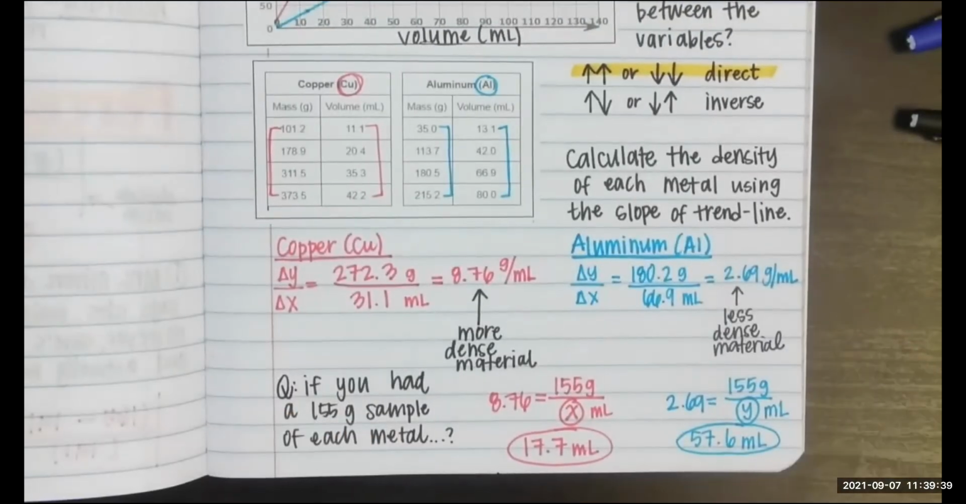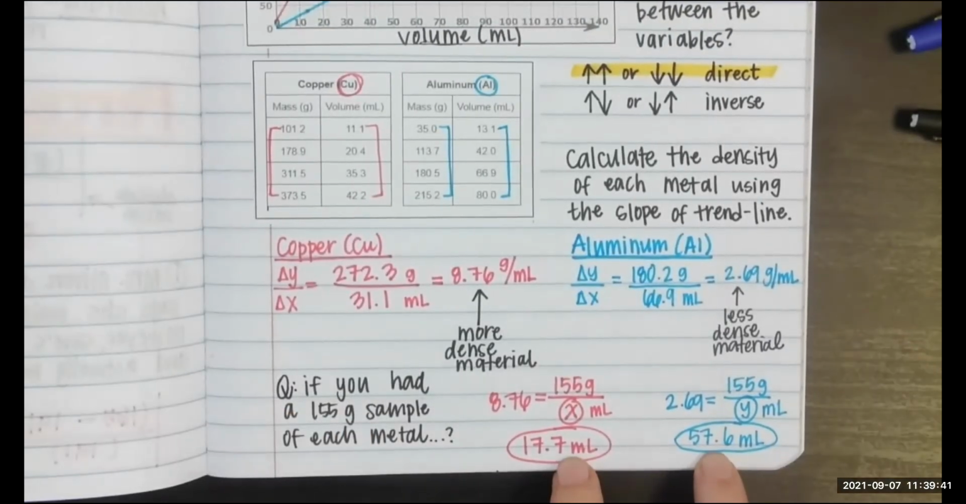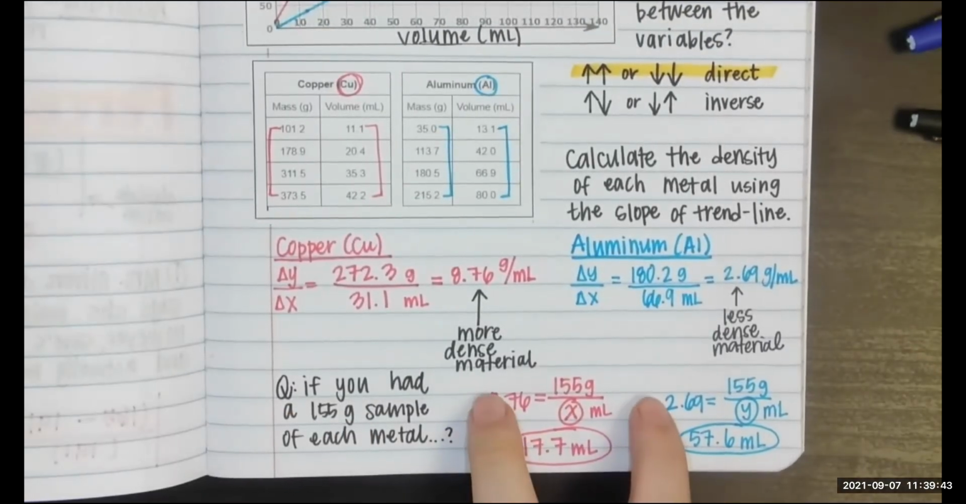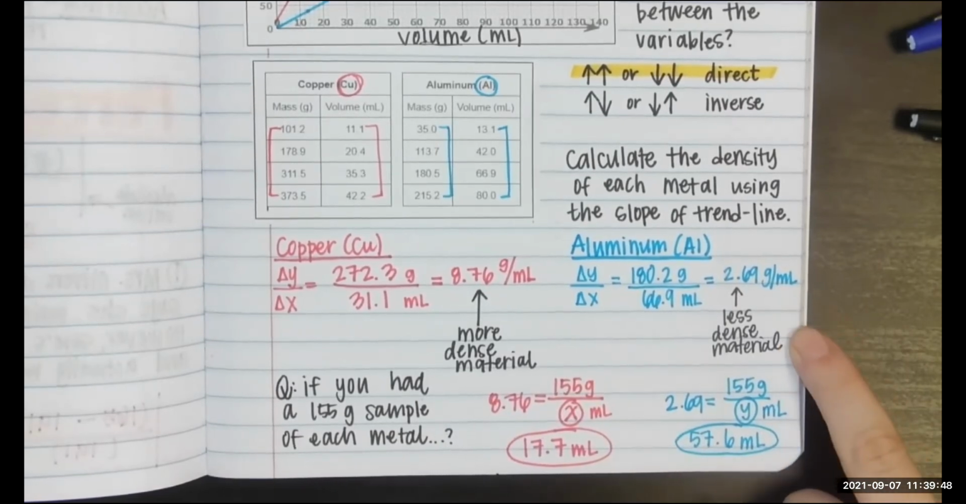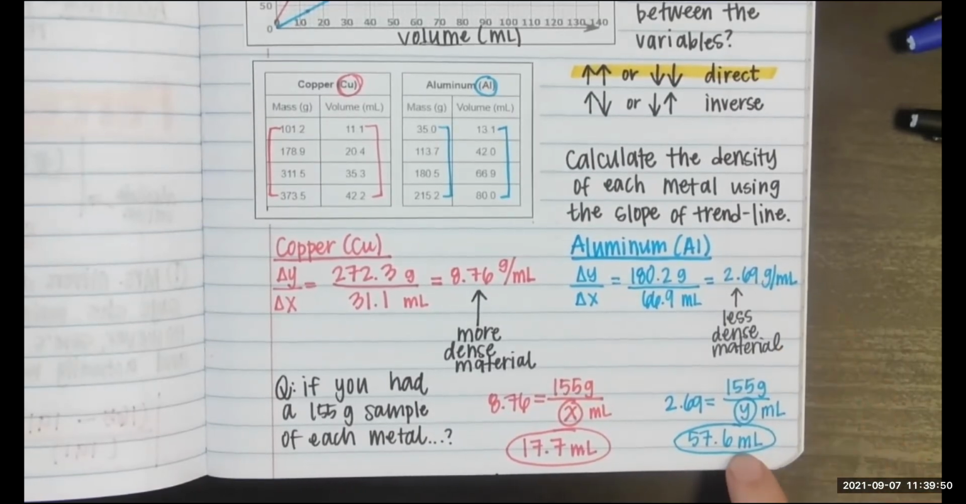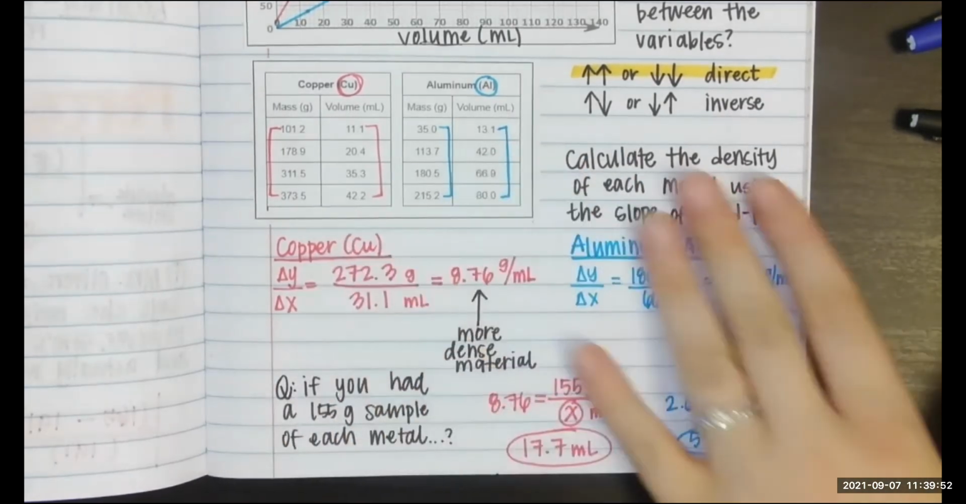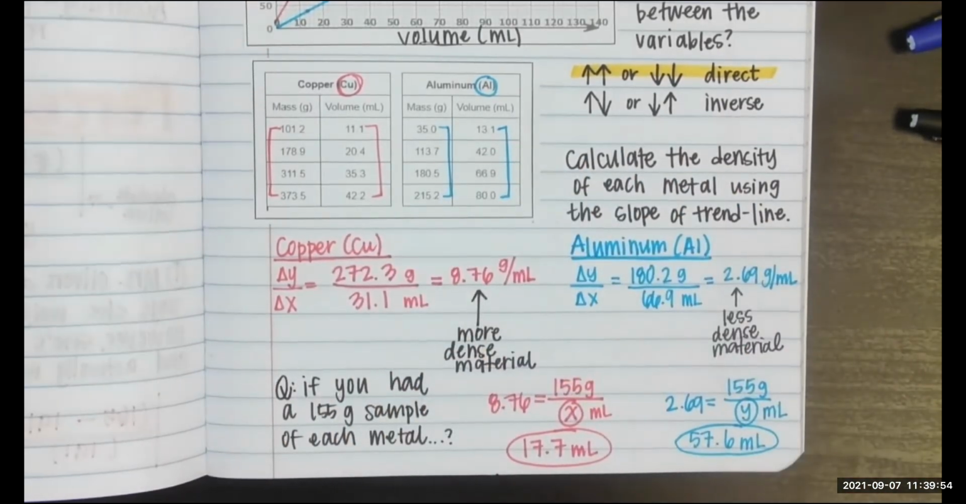So here are my slopes, the 17 and the 57. I used the slopes to plug in the 155. And since aluminum is a less dense material, it takes up more space. So here's the full page. Hopefully the recording, I'll have to go back and watch and see where it cut off. But we'll talk more about density when I get back into the classroom.